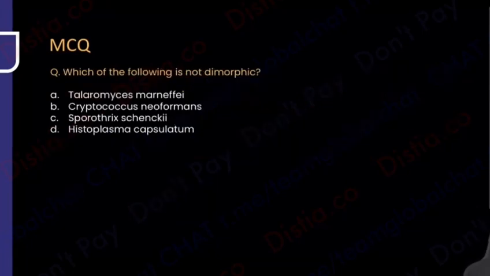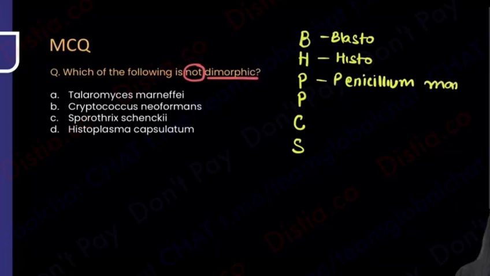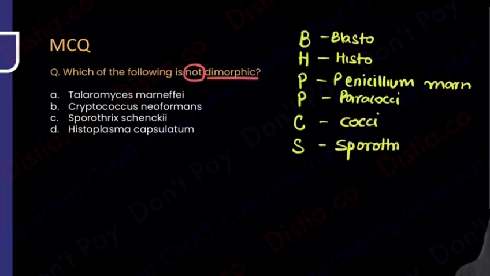Coming on to another question that we have, which of the following is not dimorphic? First, you will have to learn and recall which were the dimorphic fungi, and now you will be learning which of them is not dimorphic. So please remember, we had a mnemonic, right? Body, heat, probably changes shape. Can you do a quick recap with me? B was for Blastomyces. H was for Histoplasma. P is for Penicillium marneffei. So something to do with marneffei, Penicillium marneffei was mentioned. Next we have Paracoccidioidomycosis. Then we have Coccidioidomycosis, and then we have Sporothrix schenckii or sporotrichosis.